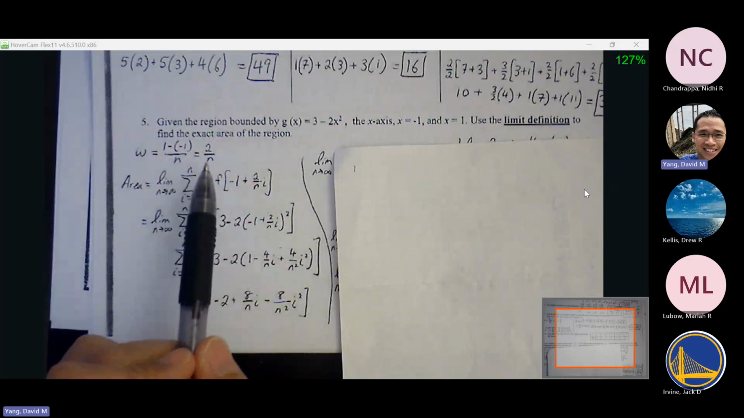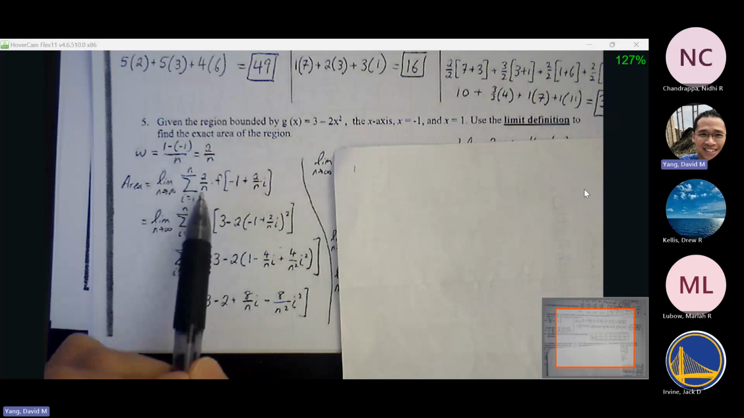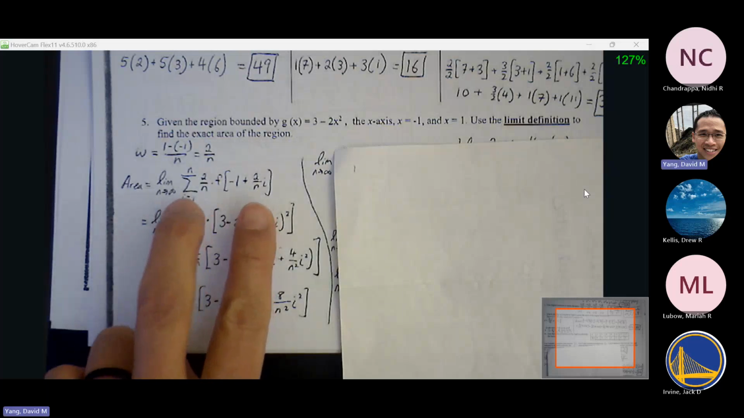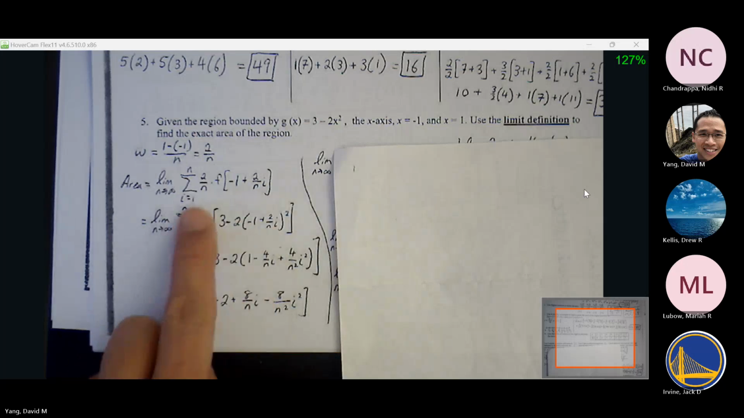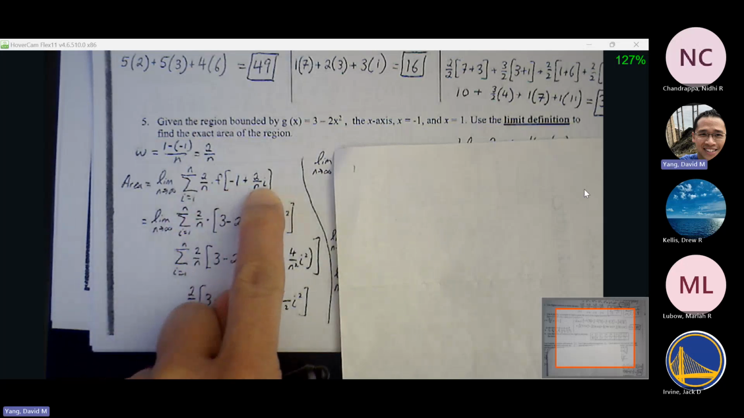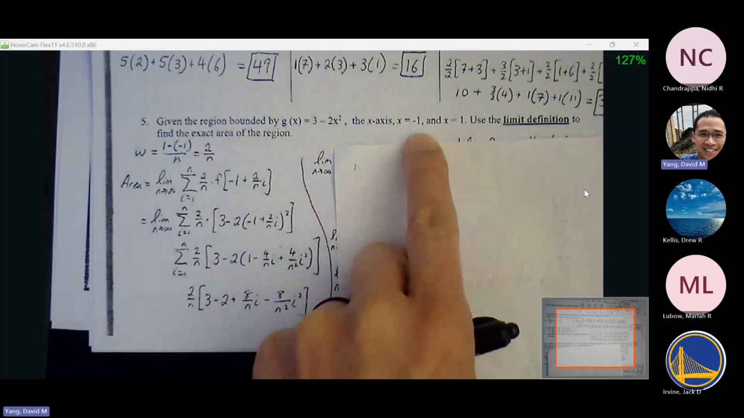So first step is to insert that width into your area definition, which is width times f of a plus width times i. And my a value is -1.